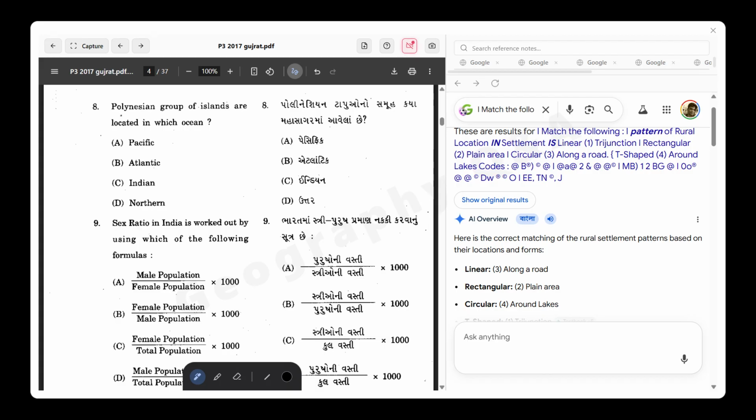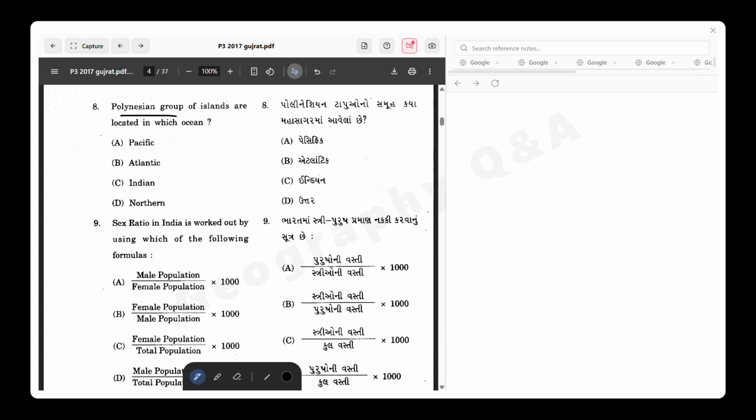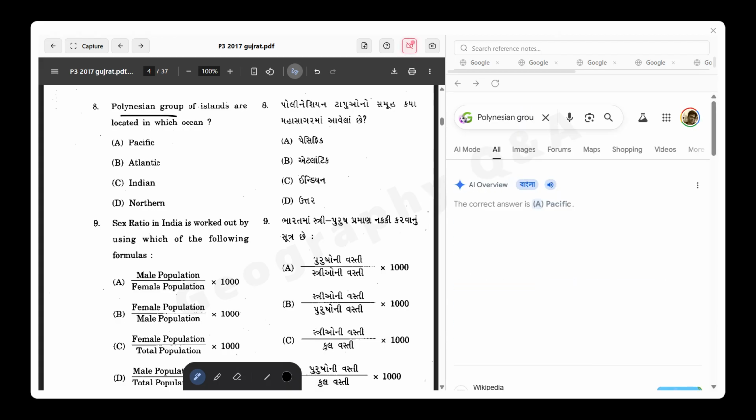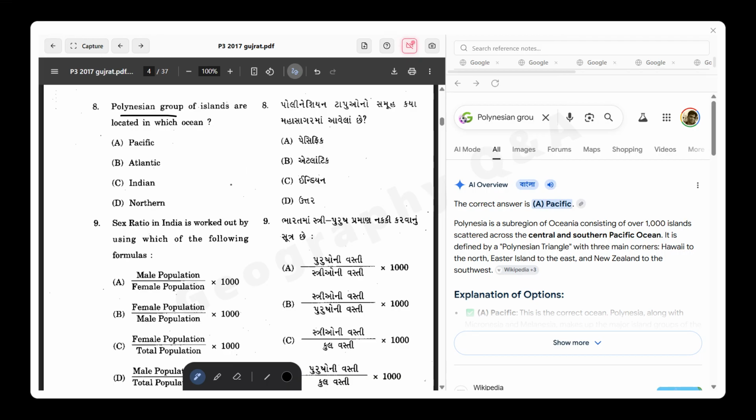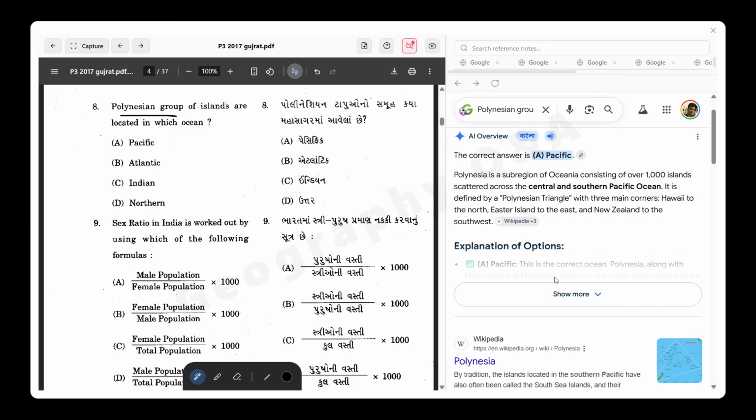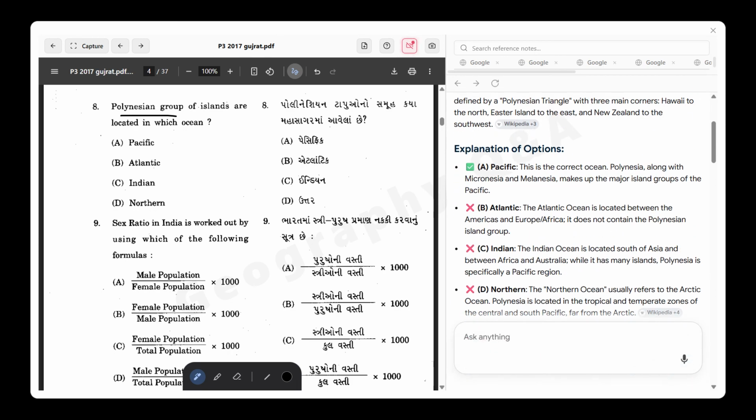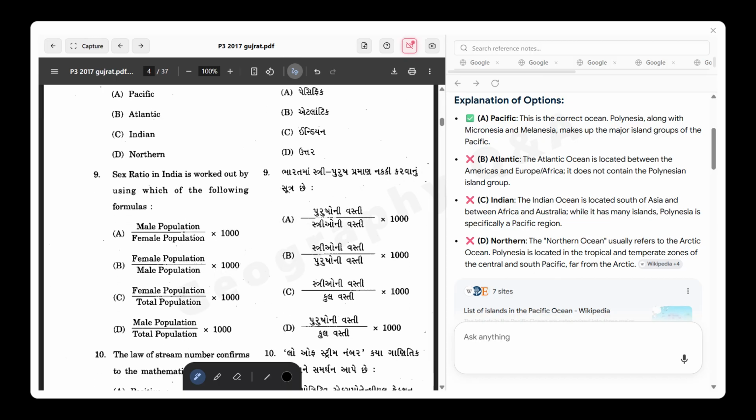Polynesian group of islands is located in which of the following oceans? Pacific Ocean, Atlantic Ocean, Indian Ocean and Northern Ocean. So the correct answer is the Pacific Ocean. Polynesia along with Micronesia and Melanesia makes up the major island groups of the Pacific Ocean. In the Atlantic, there is nothing like that.